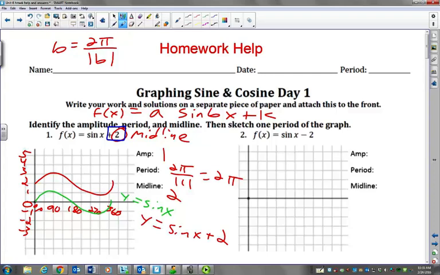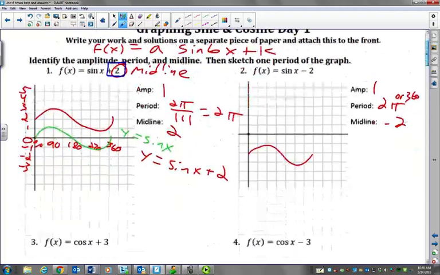Number 2, so this time it's the same thing. Our amp, again, is just 1, so it doesn't stretch up and down. The period just goes to 2 pi, or 360 degrees. And then the midline is going to be -2. So now you do the same thing that we did last time, but this time you're going to shift down 2, okay?